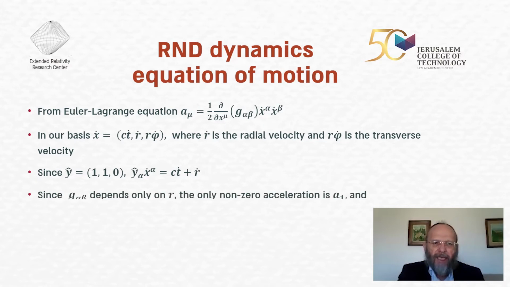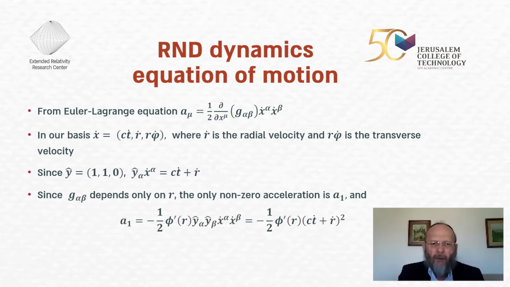And then what we'll get: g alpha beta depends only on R. So the non-zero acceleration is the one related to the first component, A1, and is the following. A1 equals, you take the metric which was written above, which is phi times R, y hat alpha and y hat beta, that was a part of the metric, and you multiply by x dot alpha, x dot beta. You contract y hat with x dot alpha, you get CT dot plus R dot. The same thing, y hat beta with x dot beta, the same expression, so you get a square. This is the formula for acceleration.